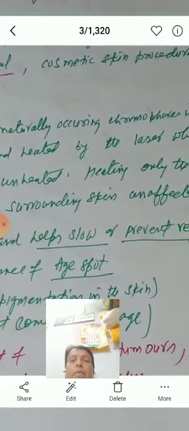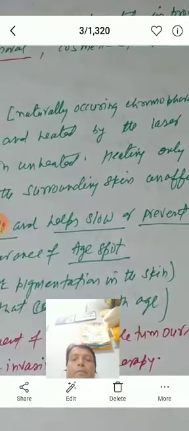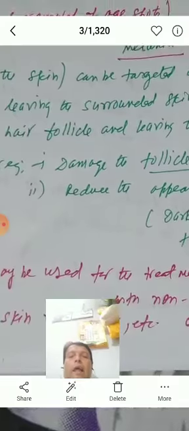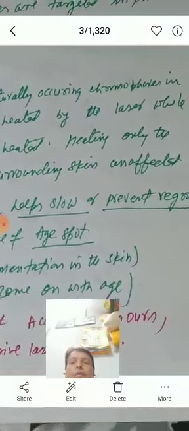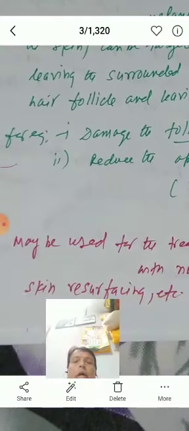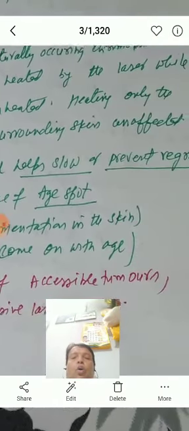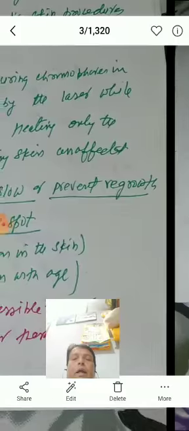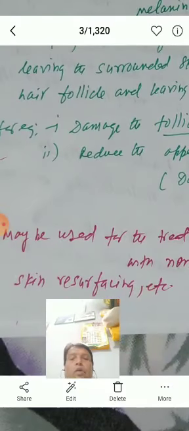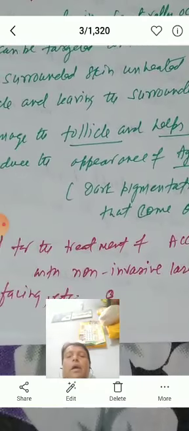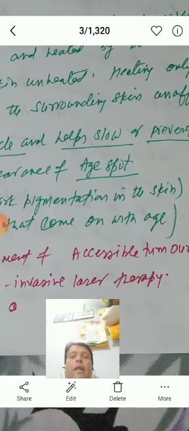unheated. Heating only the hair follicle and leaving the surrounding skin unaffected. For example, it damages the follicle and helps slow or prevent regrowth. Number 2, reduce the appearance of age spots, that is dark pigmentation in the skin that comes with age.